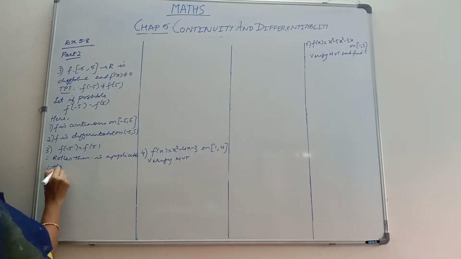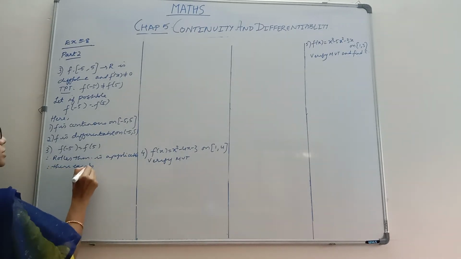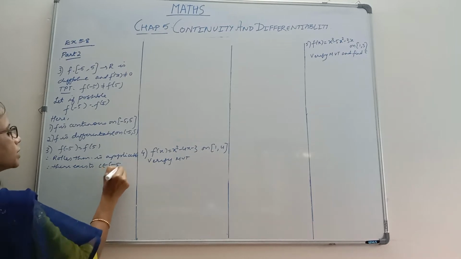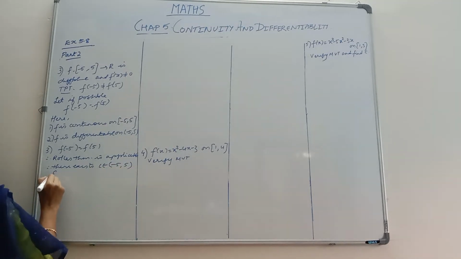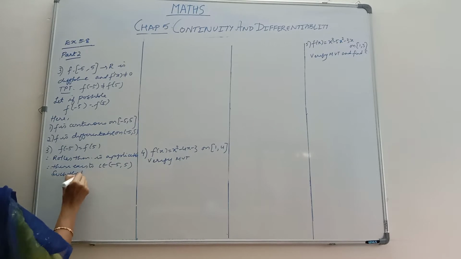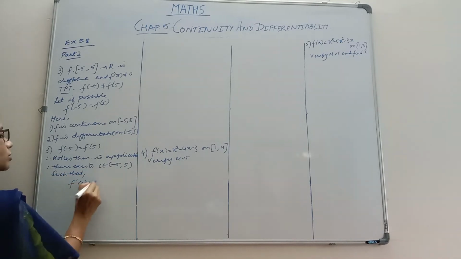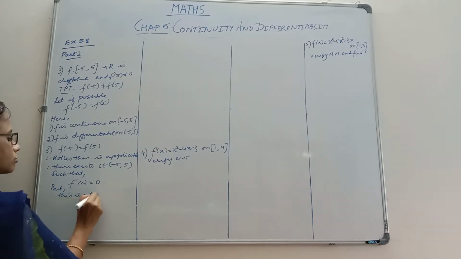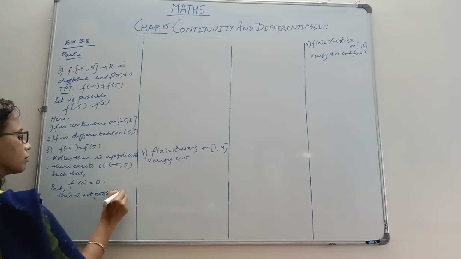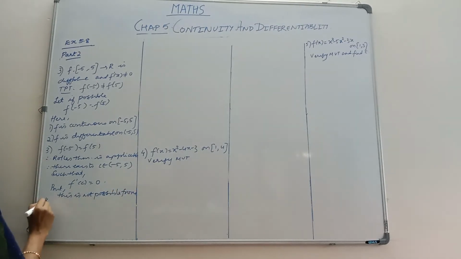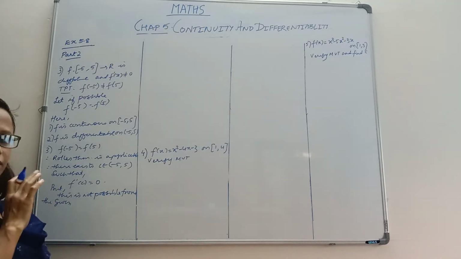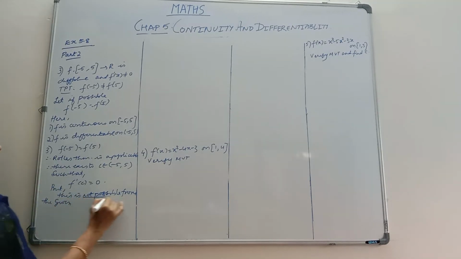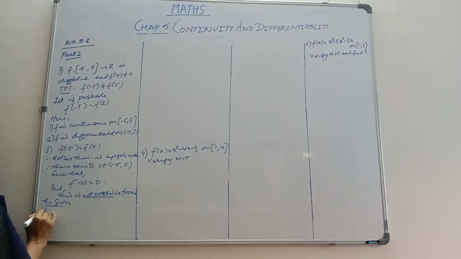Therefore there exists c belonging to this interval minus 5 to 5 such that f dash at c equal to 0. But this is not possible from the given. They have said that f dash x can never be 0. It's being given. That's not possible. This is not possible from the given.